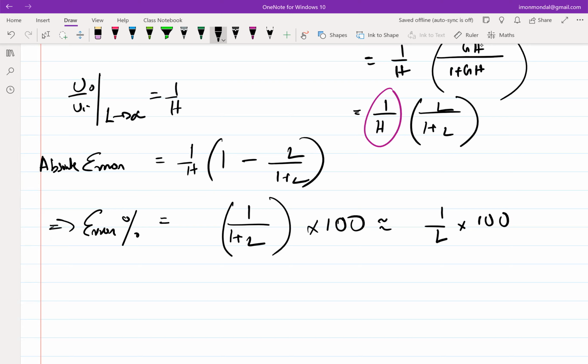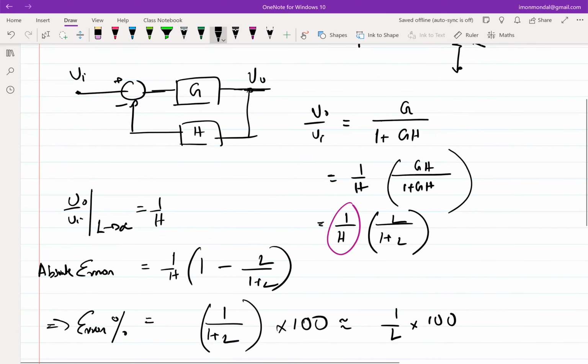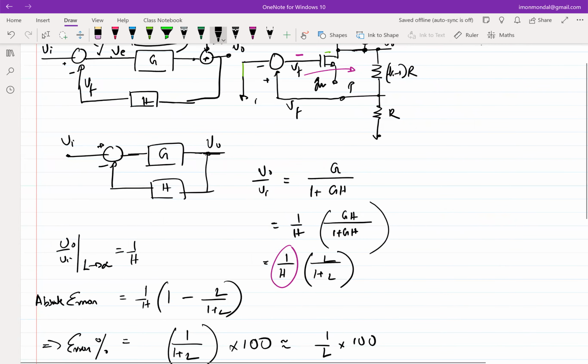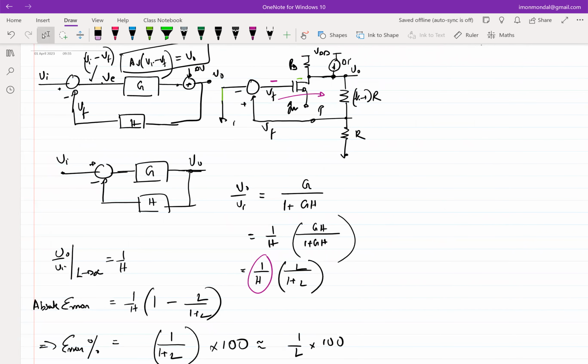So this is an important outcome, an important analysis for negative feedback loops, because if you are in charge of designing the loop, and I tell you that I am looking for a 1% error at the output, that is the maximum error you can have, then the first thing you have to figure out is what that translates to with respect to L. If I am asking for 1% error, L is 100.